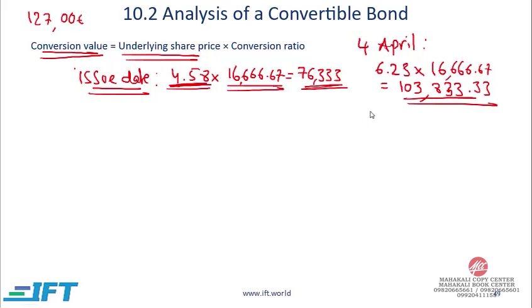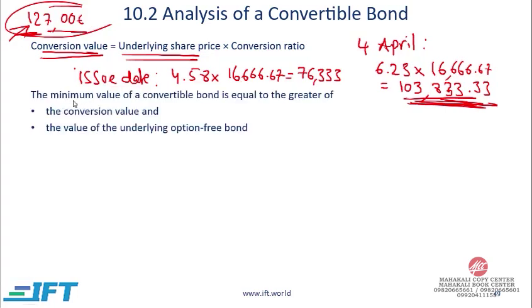And notice that on 4th April, the conversion value is still well below the market price of the convertible bond, which we showed on the previous slide. That market price is 127,006. The next point has to do with the minimum value of a convertible bond. Now, listen to this carefully.